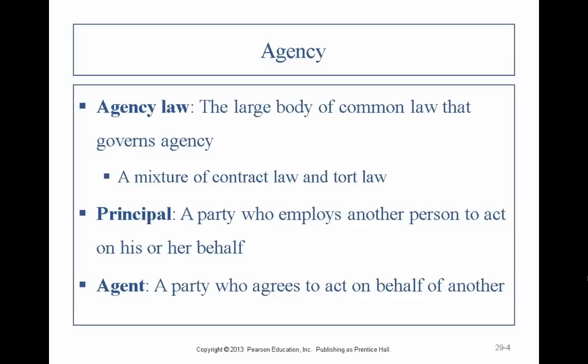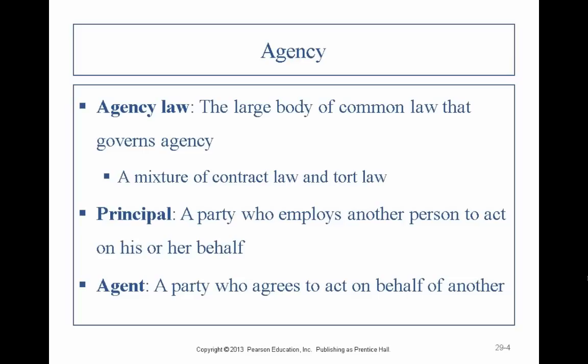But that's not to say that employment cannot result in an agency as well, but how do I say this in a way that's understandable? A principal-agent relationship is not just an employment relationship. It can be much broader than that. But as we'll see, for our purposes, we will talk a lot about when is an employee an agent.